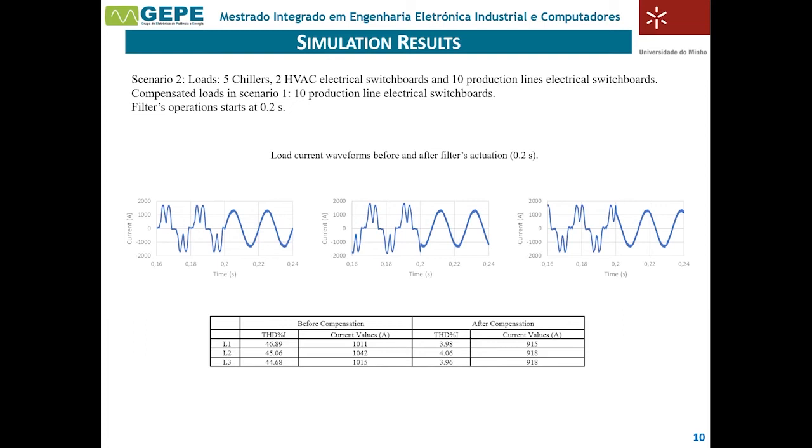Here we can see the loads being completely compensated. These loads are the 10 electrical switchboards that supply the production lines. We can observe that the loads are also being completely compensated since the waveforms after the filter's actuation are sinusoidal. It can also be seen that the current distortion was drastically reduced. It drops from values of 47% to 4%.